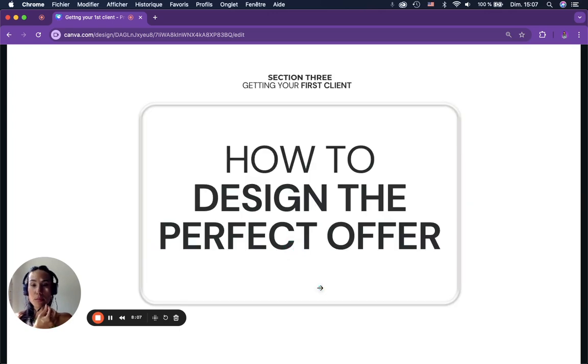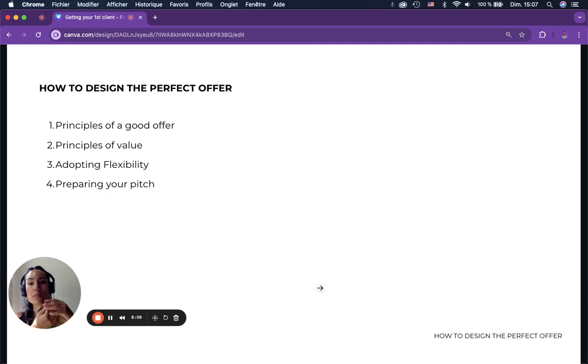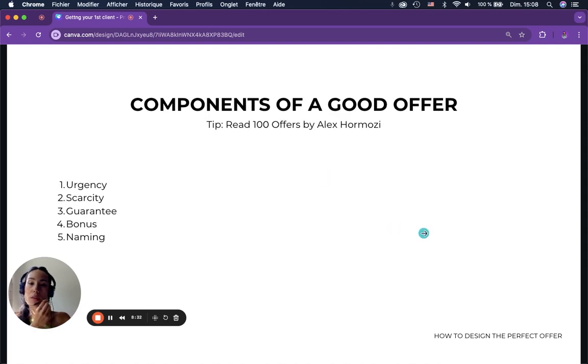How to design the perfect offer. A lot of you will probably already be familiar with Alex Hormozi's how to make an offer so great, the other person would be stupid to say no. So here we're going to talk about the principles of a good offer, principles of value, adapting flexibility, and preparing your pitch. Components of a good offer.